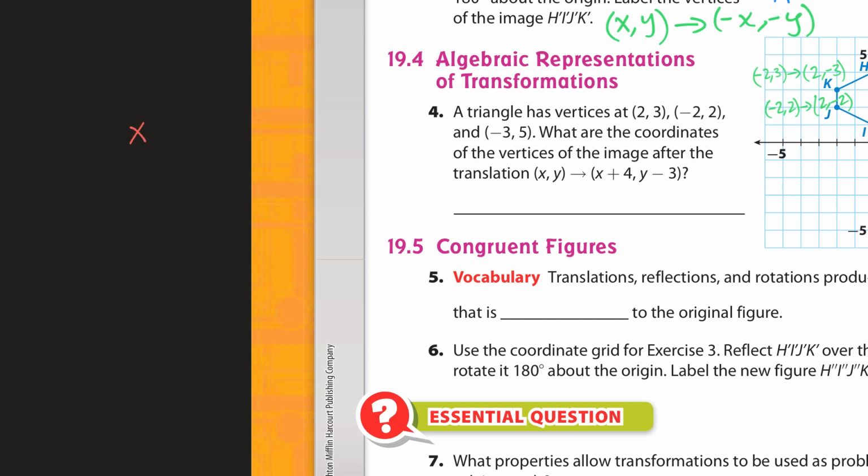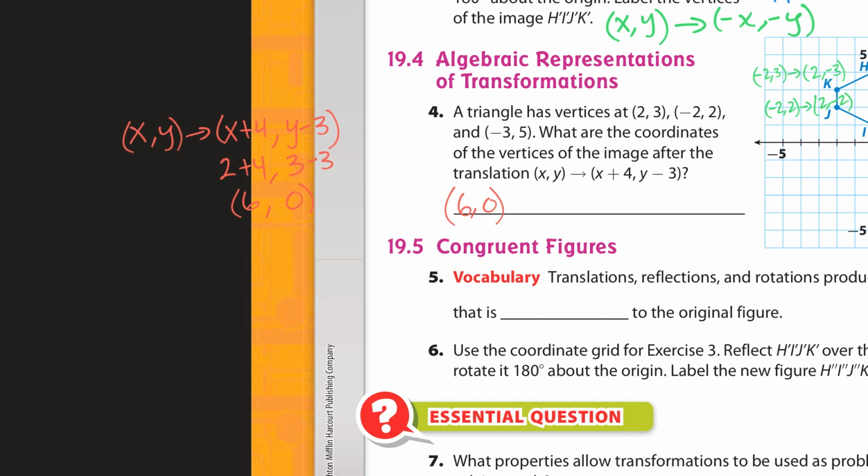So x, y maps to x plus 4 and y minus 3. The first one is 2, 3. That's the first point. And then I have to add 4 to that, and I have to subtract 3. So that would be 6 and 0. So the first point is 6 and 0.